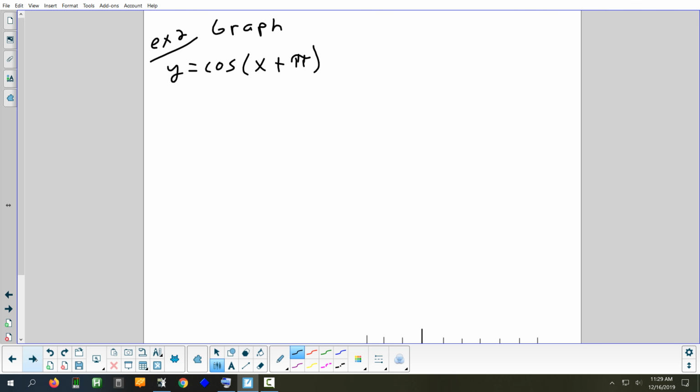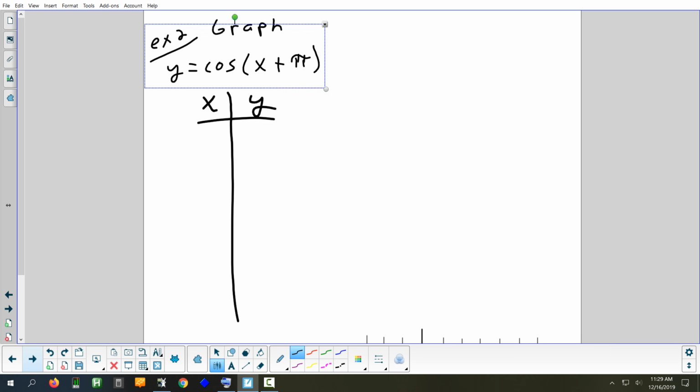What kind of transformation is it when you add inside the parentheses? Phase. And can anybody be a little more specific and tell me which way? It's plus, so to the left. Okay, so this is going to move to the left. Since it's moving to the left, there's no vertical movement in this problem. So my y's stay the same.